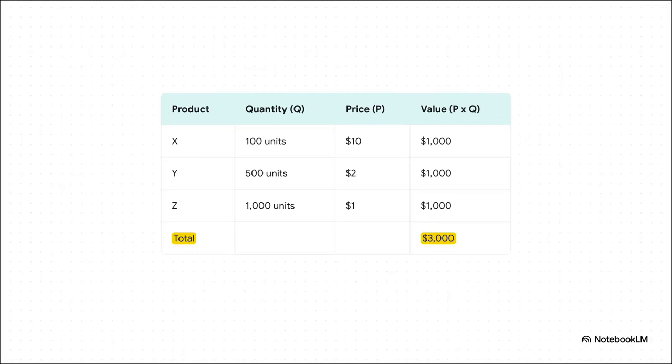Now, in theory, the math is super simple. You just take the number of things you made, the quantity, and multiply it by the price of each thing. You do that for everything, add it all up, and boom, you get your total economic product. So here, with just 3 different items, we get $3,000. Easy enough. Now just imagine doing that for the millions and millions of products in a real-world economy.